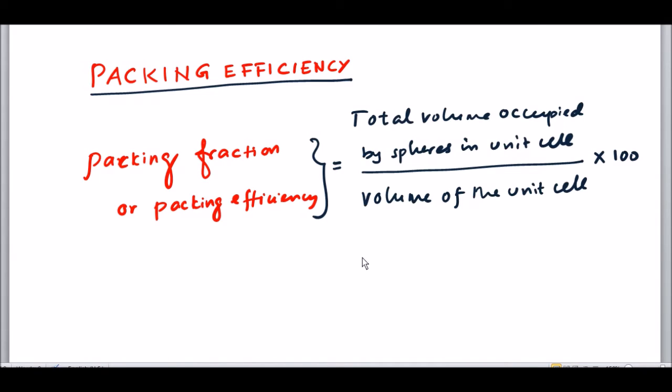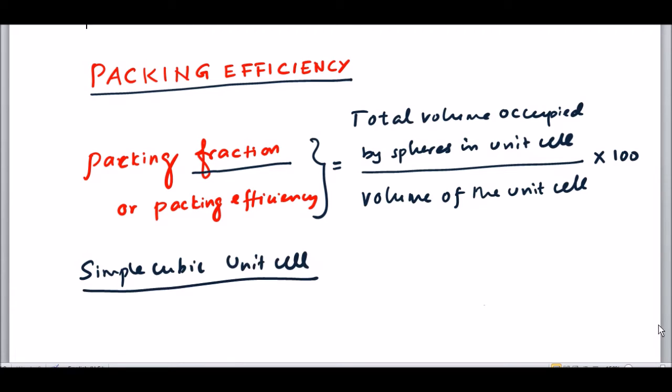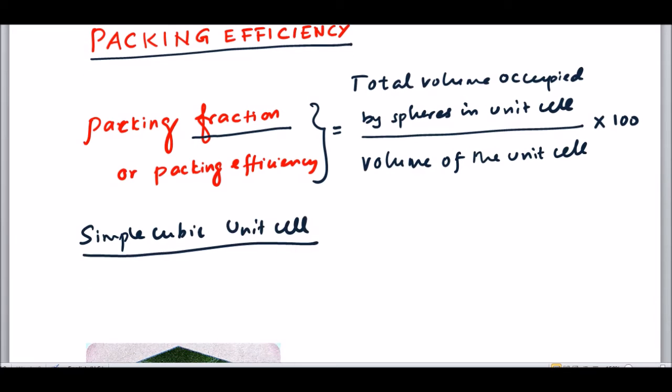Just for an example, if the total volume occupied by the spheres in the unit cell is lesser than the volume of the unit cell, then you will be getting less than 100%. And hence it is said to be the packing fraction. We will be getting a fraction. It might not be 100% always. We will try to calculate the packing efficiency of the simple cubic unit cell. In the simple cubic unit cell, how to calculate the packing efficiency? That can be tried as follows.